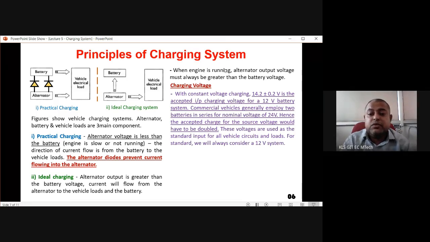And two such 12 volt batteries are connected in series to produce a 24 volt battery for any kind of vehicle. Hence, the accepted charge for the source voltage will have to be doubled. So this 14.2 volt plus or minus 0.2 volt should be having very huge current, so that it will be able to charge two 12 volt batteries at a time. That's why it is said that two batteries in series give a nominal voltage of 24. Hence, the accepted charge for the source voltage. What is the source voltage? It is 14.2 plus or minus 0.2. So the accepted charge for the source voltage would have to be doubled.